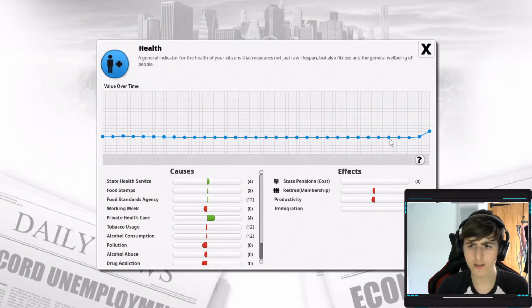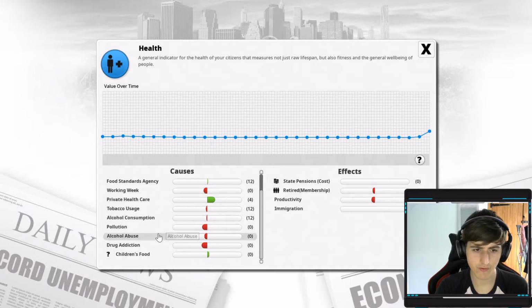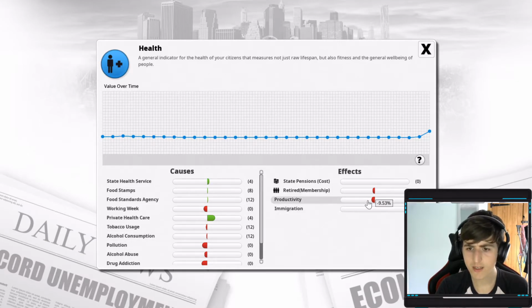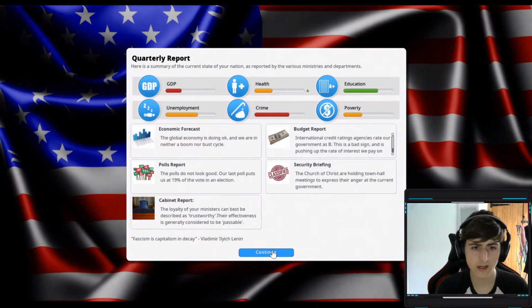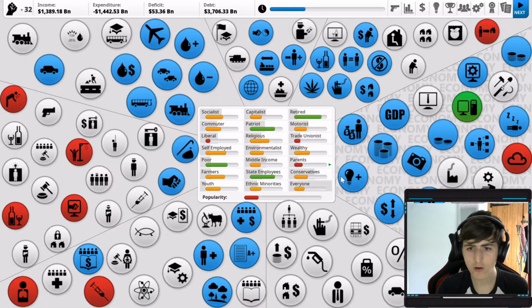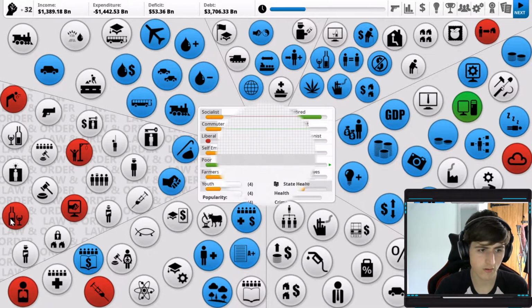So health has started to rise, which is nice. That's after the children's food regulation. It has a good effect of increasing productivity. It's quite low at the moment because we're on the lower end, but it increases productivity a bit, so that's good to have, I think. We've still got a while before the next election, so shouldn't worry too much about the polls right now.